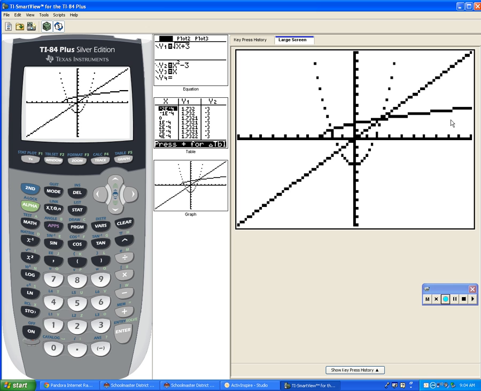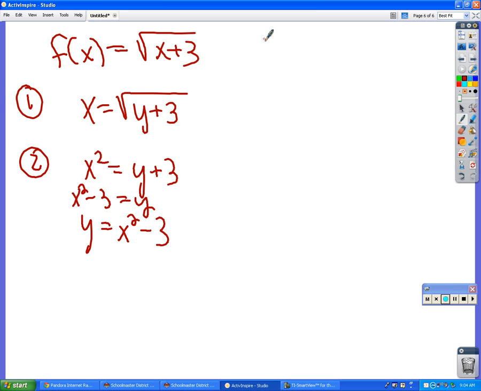Now we should talk about this just a little bit. Why did this come out to be a parabola and this is just a half parabola? Because of the square root thing here. What's the domain of this function right here? What is the smallest value of x I can plug into that function and still get an answer? Negative 3. So I could plug in negative 3, and then anything I wanted up to infinity. What's the domain of this? Negative infinity to infinity, because there's no square roots and there's no division, right?